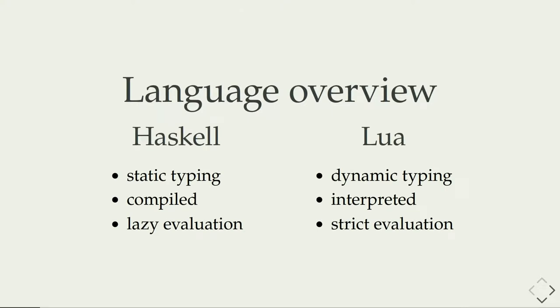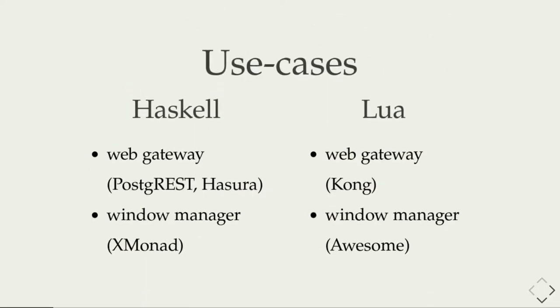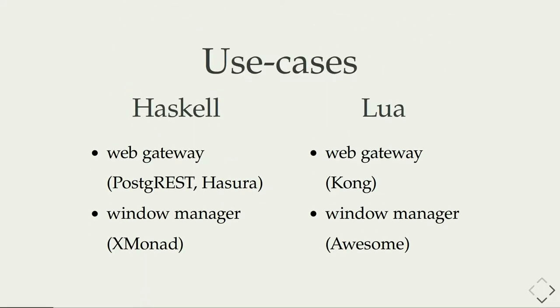If we look at the languages I'm talking about, Haskell and Lua, we see that those are very different. At least when we take a high level view, we see that Haskell is statically typed, Lua is dynamically typed. Haskell is a compiled language, Lua is an interpreted language. Haskell has lazy evaluation, Lua has strict evaluation. So they're really as different as they can be, I'd say. And of course, this means they're used in very different use cases. For example, Haskell is used for web gateways and window managers, while Lua is used for web gateways and window managers.